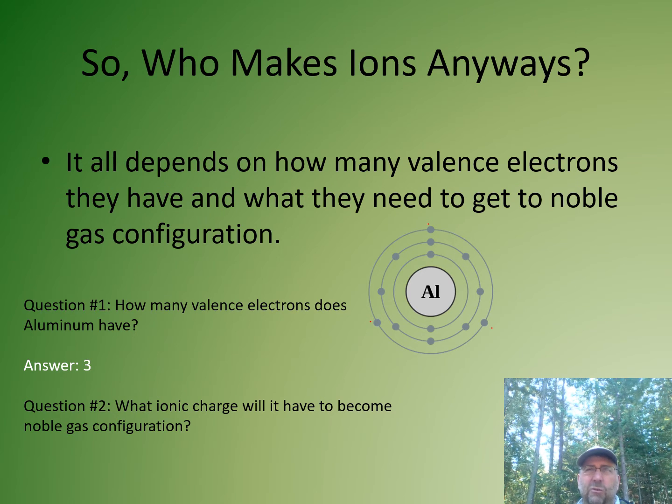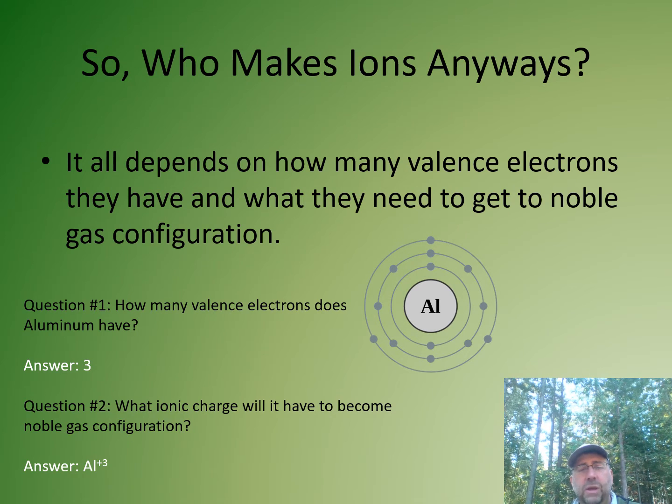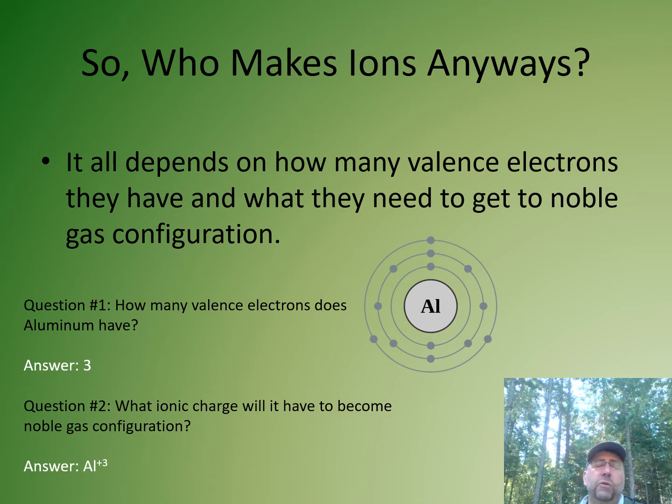Is it easier to gain 5 and have 8 in that outermost orbital, or is it easier to lose 3? The answer is it's going to be an aluminum plus 3 ion. When it's only plus 1 or minus 1, we just put the symbol. But if it's 2 or more, we always put the number to indicate how many electrons were gained or lost. So it's easier to lose 3 and be a plus 3 ion.